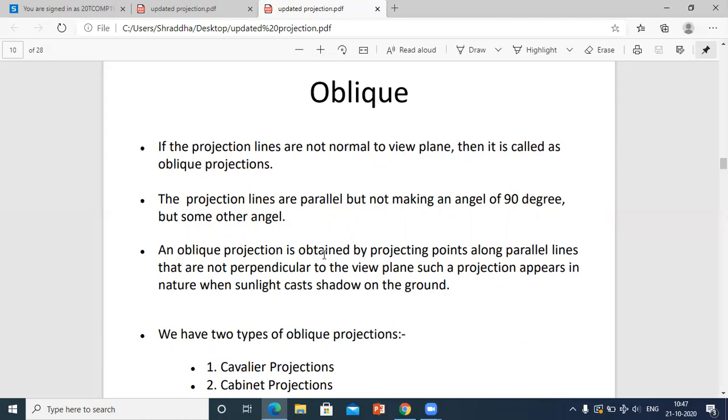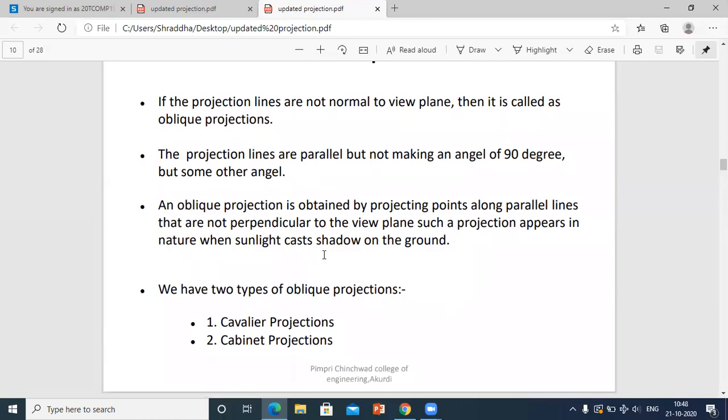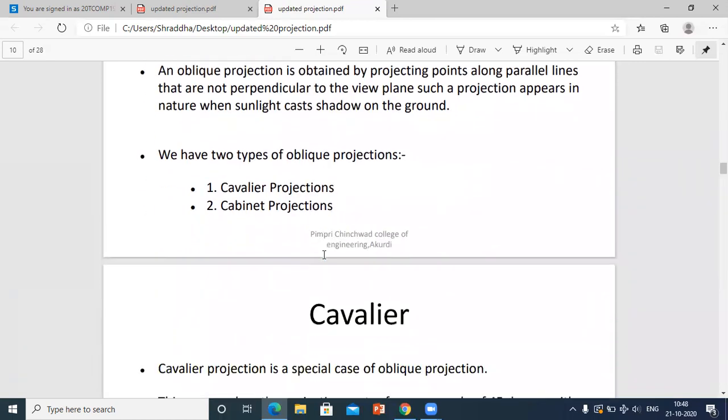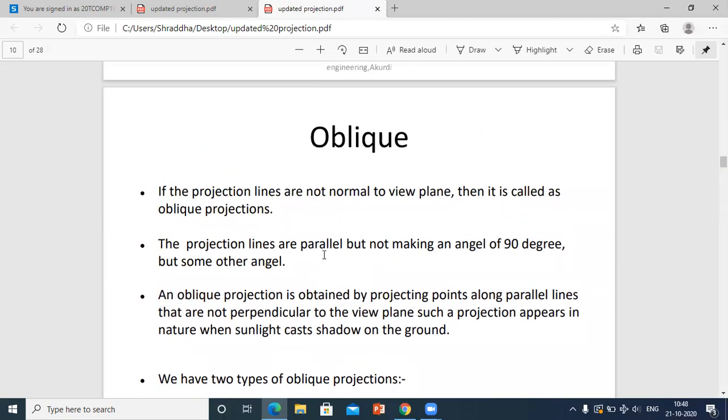So this means they are not perpendicular to the view plane. In this case, the view plane is our ground. So it is not making a perpendicular line to the view plane. Such a projection appears in a natural manner. So it is called an oblique projection. Now we have two types of oblique projections, cavalier and cabinet. Just keep in mind, oblique projection contains parallel lines that do not make an angle of 90 degrees. The best example to understand oblique projection is rays of sunlight hitting the ground and reverting back.